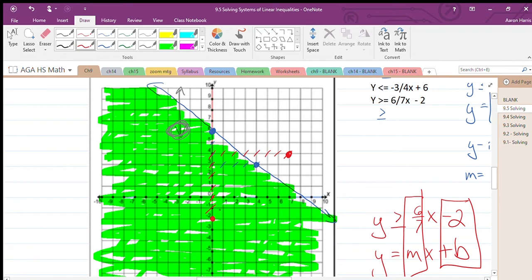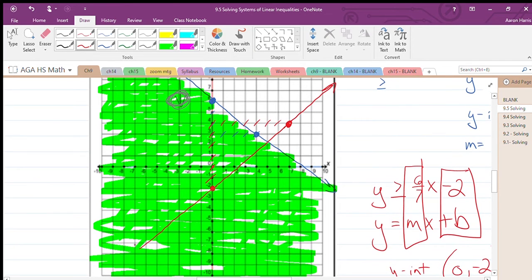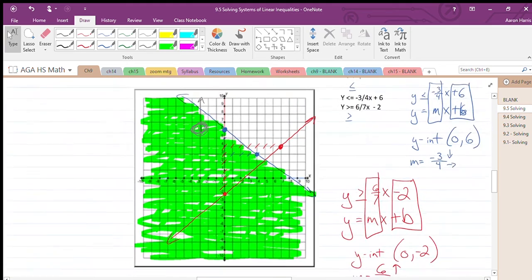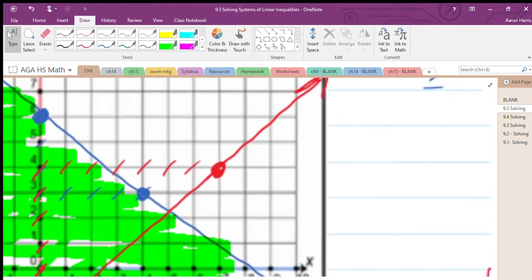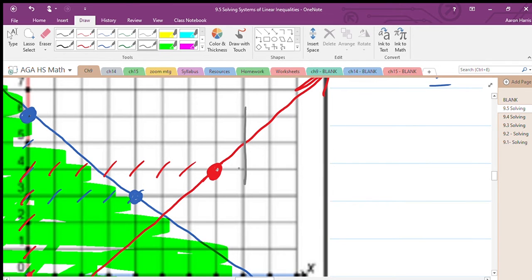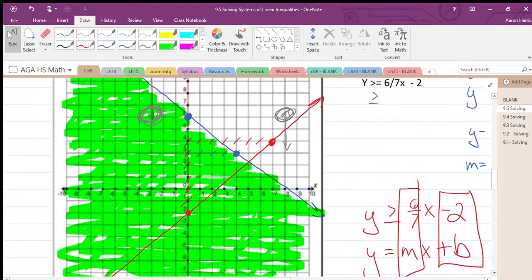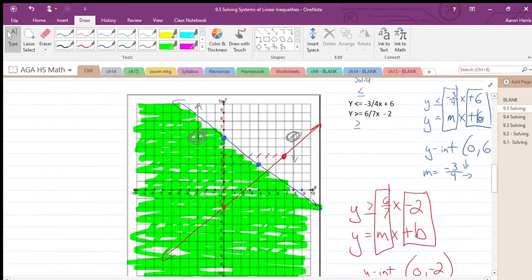What kind of line do I get? Solid. Why? Because it says greater than or equal to. Okay? And now, since it's greater than, here we go. Put your line on here, your vertical line. Greater than is which arrow? This side. So above the line is what I'm going to shade. Here we go.